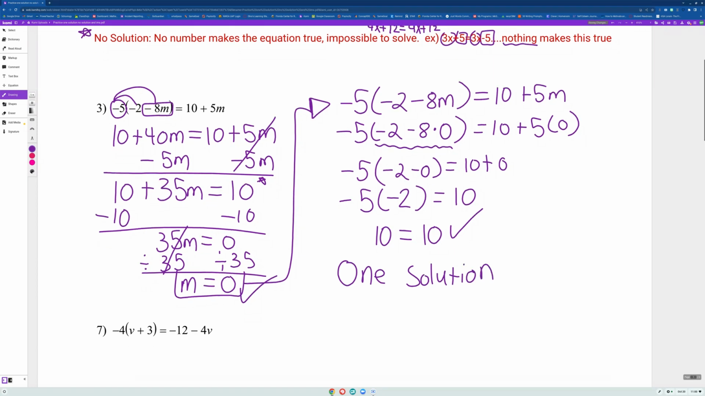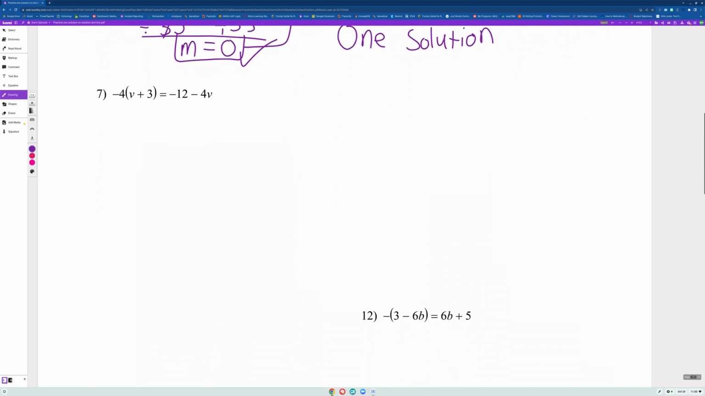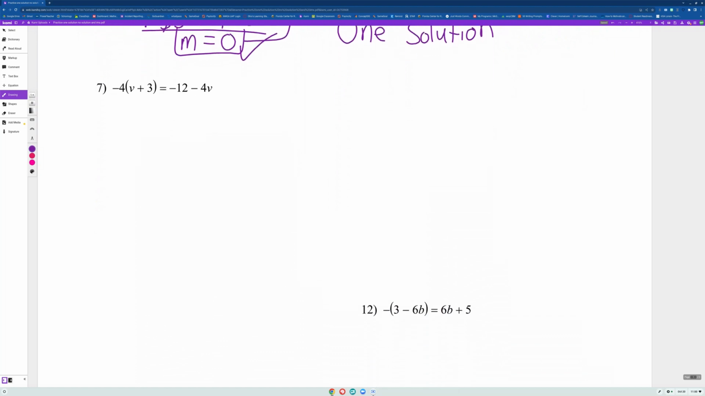All right. For this next one, I have -4(v + 3) = -12 - 4v. So the first thing that I'm going to do is get rid of those parentheses, and in order to do that, I'm going to distribute. So my -4 is going to go to my v. So this is -4v. And then -4 is going to go to my +3.